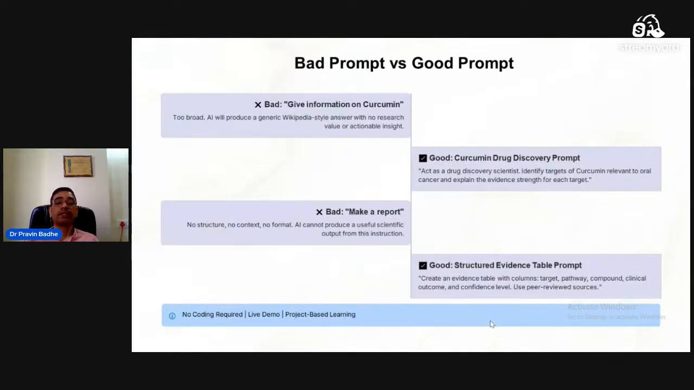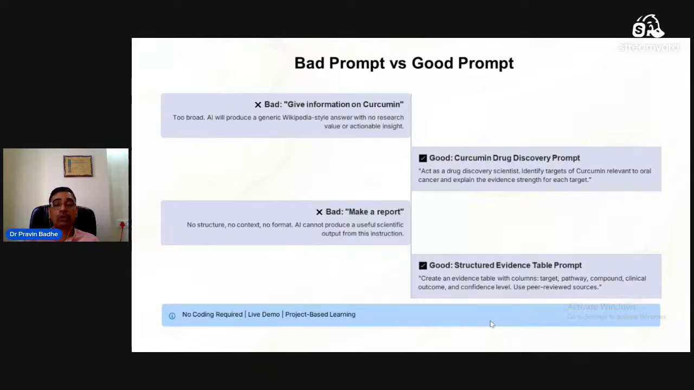So this is the example of a bad prompt and a good prompt. The bad prompt is like, give information on curcumin drug discovery. The good prompt is like, act as a drug discovery scientist, identify targets for oral cancer, and explain evidences. So it is a proper way of giving prompts where you will get the information.